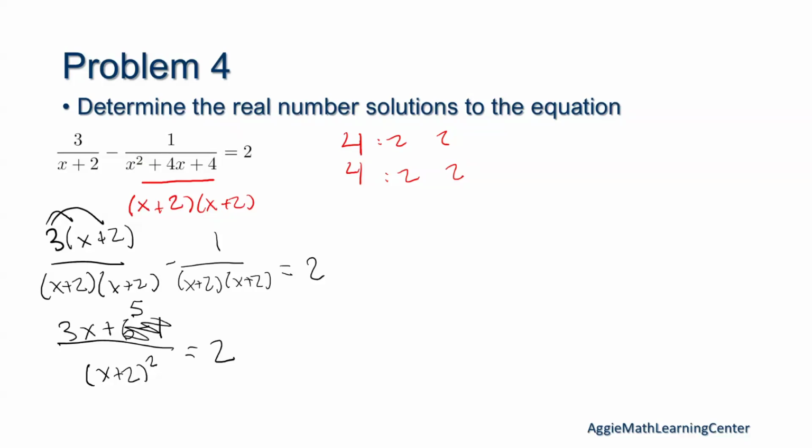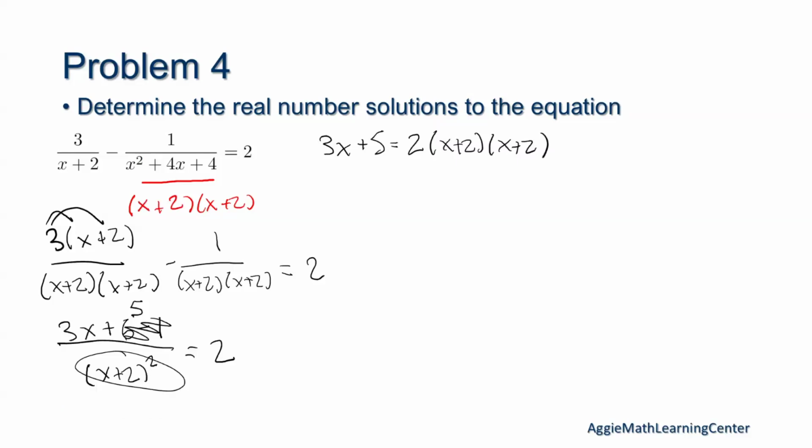Now, this is something we can do a little bit more with, right? So we're going to multiply both sides by x plus 2 squared, so we can get it out of that denominator, and then we can hopefully solve for x. Sorry. So, oh, I don't want the solution. We'll have 3x plus 5 is equal to 2 times x plus 2 times x plus 2. Okay.